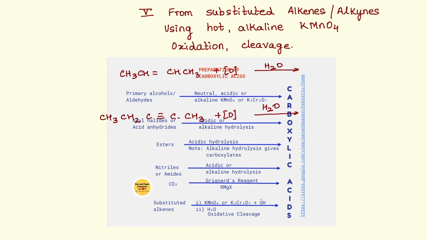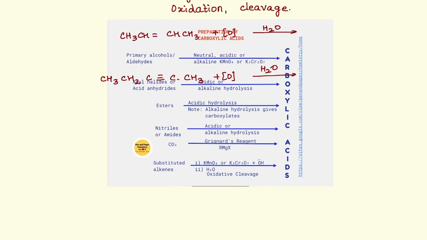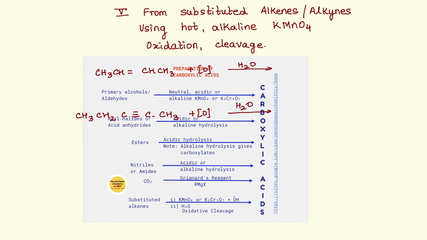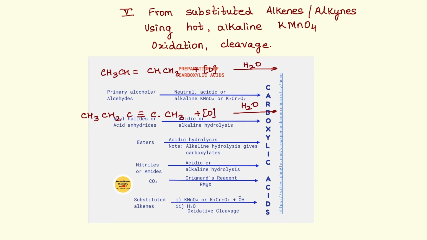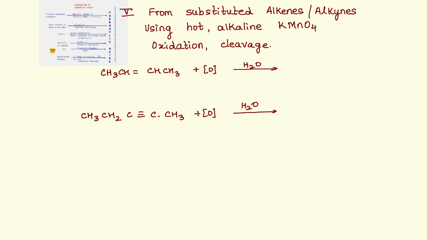Lastly, we have the preparation from alkenes. So if you see over here, substituted alkenes. It's not alkenes, it's substituted alkenes. What do we mean by substituted alkenes? I will explain. And they are oxidized and hydrolyzed. So first of all, let's understand what we mean by substituted alkenes, and we need to get this chart out of our way.